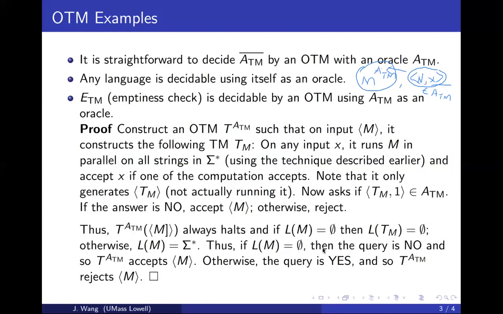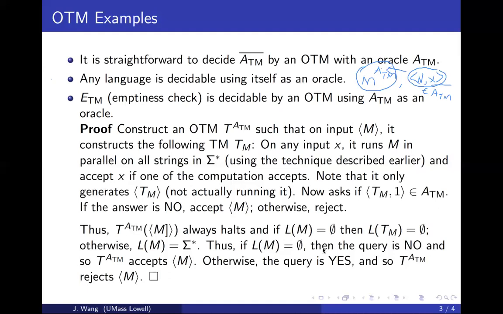So that's straightforward. Now let's look at the second bullet. Any language is decidable using itself as an oracle, because you have a powerful oracle. If I want to know whether instance X belongs to this language, I just make a query to the oracle, and then I immediately know the answer. So that's decidable with itself as an oracle.